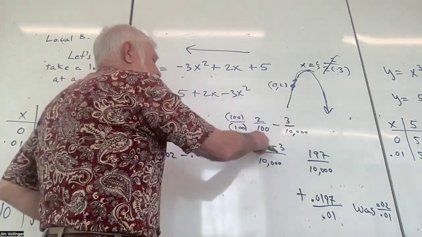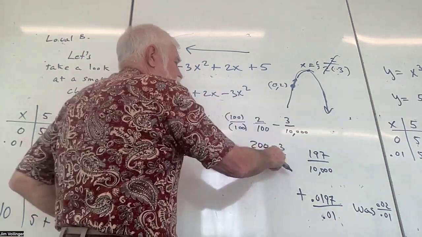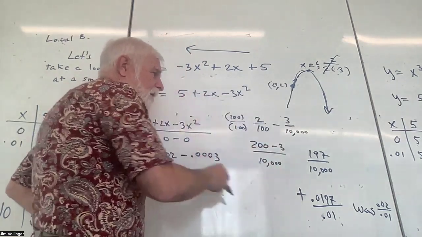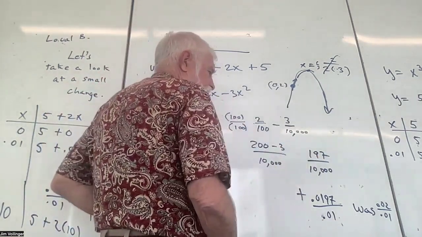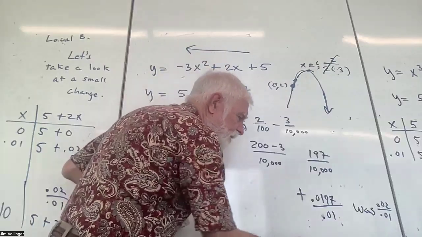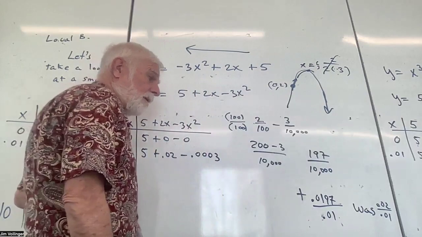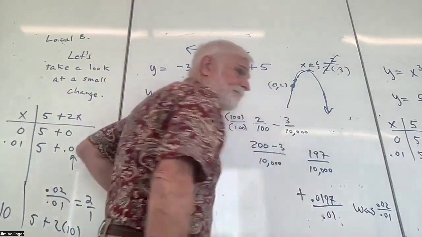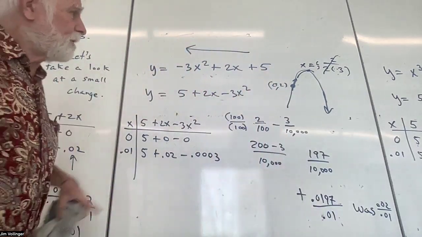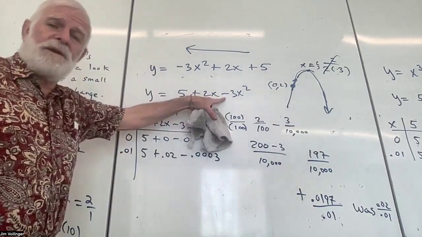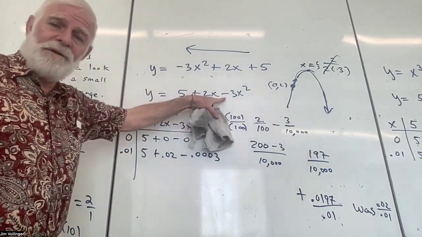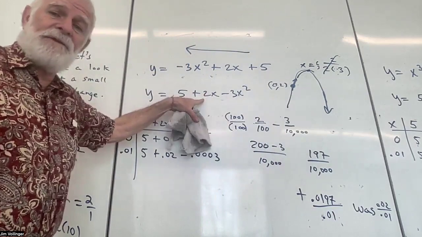Well, I've got to get common denominators. So it's really 200 minus 3 over 10,000, which is 197 over 10,000. And if I change it to decimals, it's 1.97 now. So I'm not going up 2 to 1, but pretty darn close to it. Right? So it didn't matter. This term locally didn't really affect this polynomial all that much. This still dominates the change.